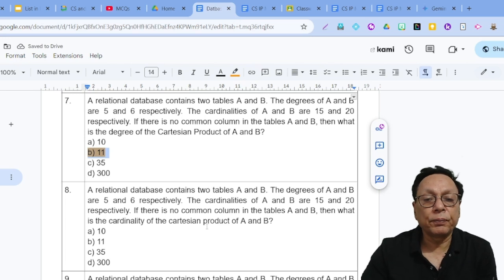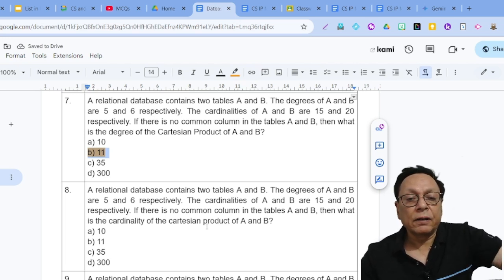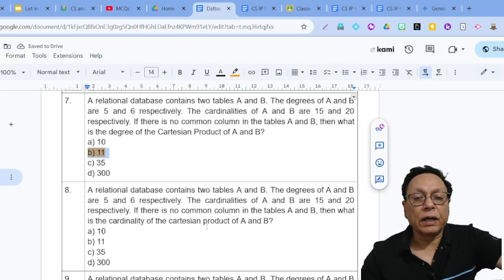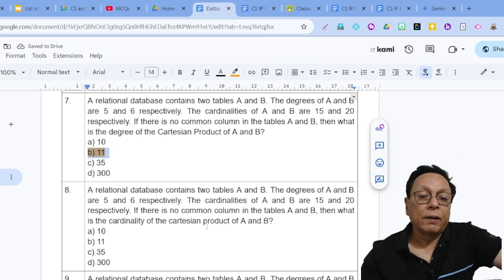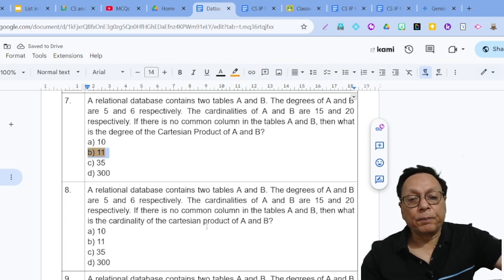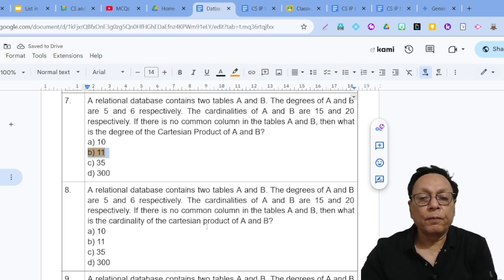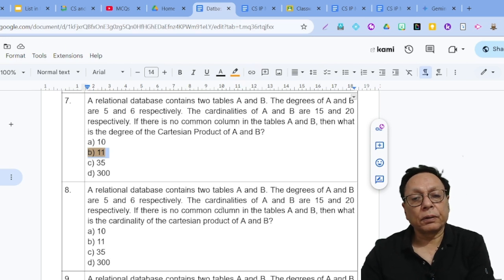So this time it is asking the cardinality of the Cartesian product. So as such, there is no condition involved, only Cartesian product is involved, and that is why cardinality should be the product of number of rows of both the tables. So I think 15 into 20 should be the cardinality after Cartesian product of A and B. So I should go with option D.